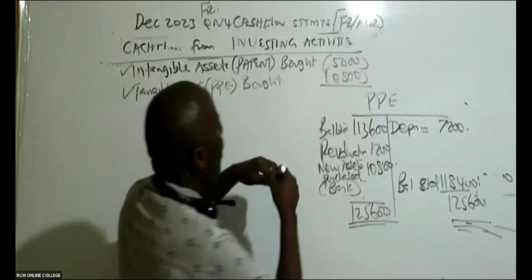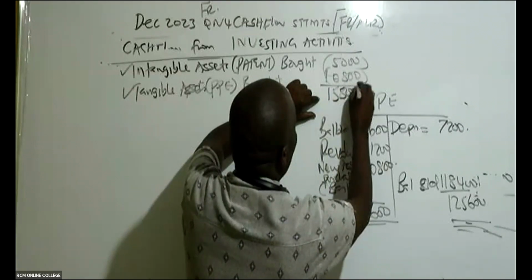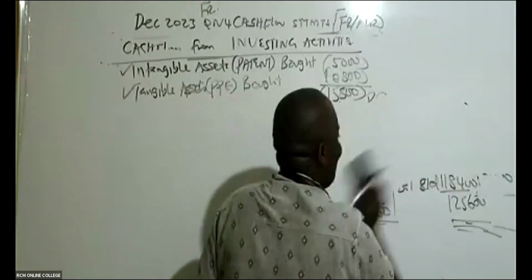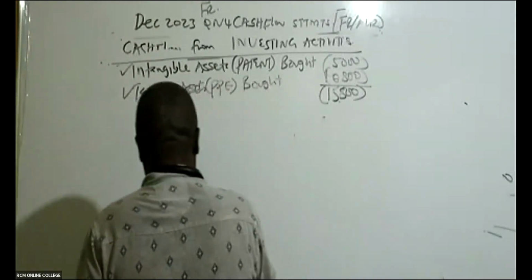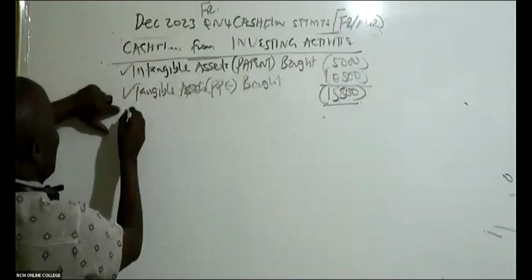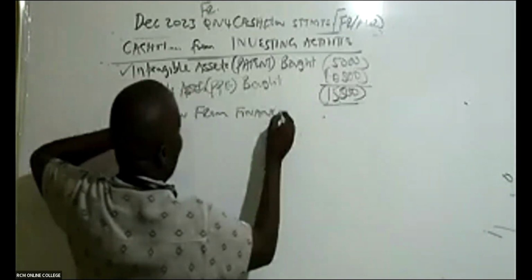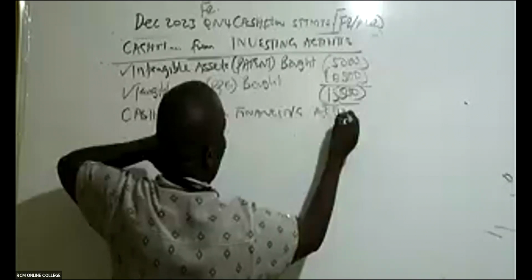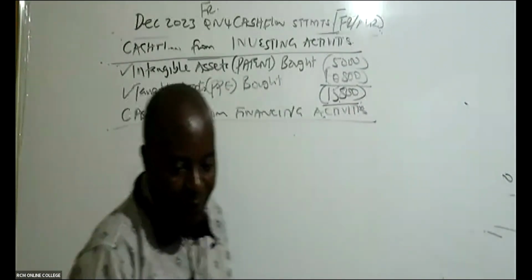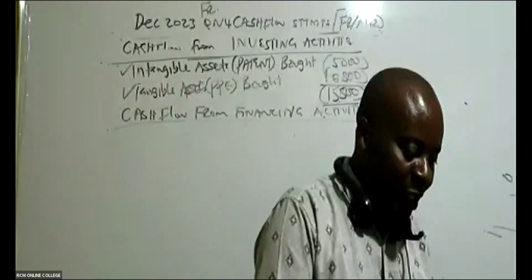So can somebody give me this total? This total will be 15,800. And then, ladies and gentlemen, with your permission, I'm moving a bit fast because I can see time is not on our side. Now I will go to cash flow from financing activities. Up to here, are we together somehow?